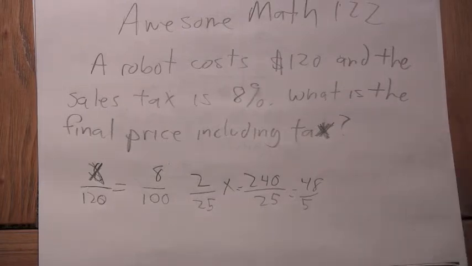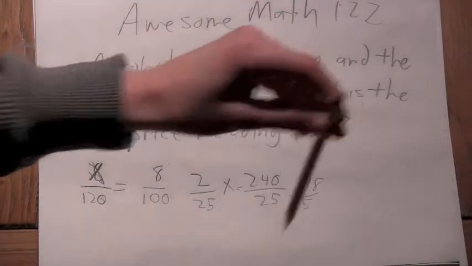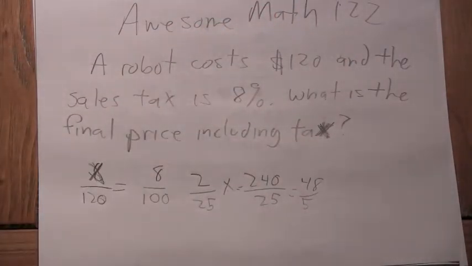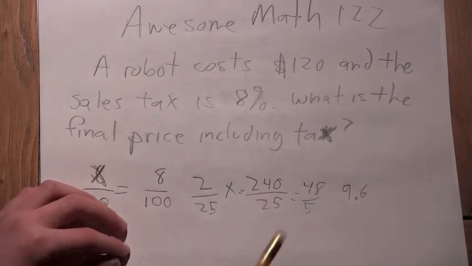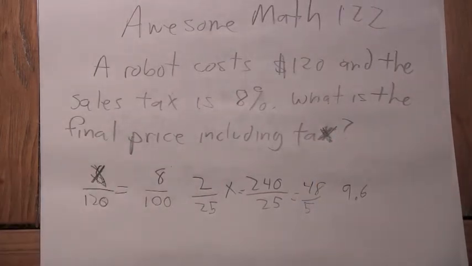Now, 48 divided by 5, how are we going to figure out what that is? Because we need it as a decimal, because we're talking about money here. Well, you could sort of split the 40 off. Then it would be 40 divided by 5, it's 8, and then 8 and 8/5. So that would be 9 and 3/5. So that would be 9.6. Okay.